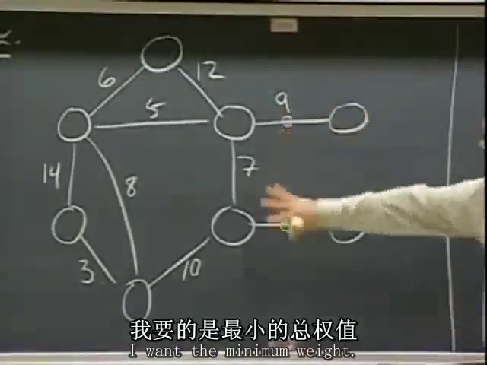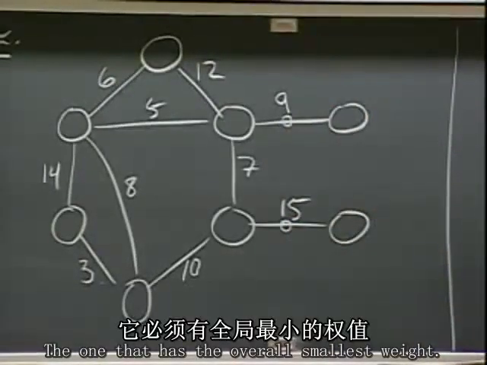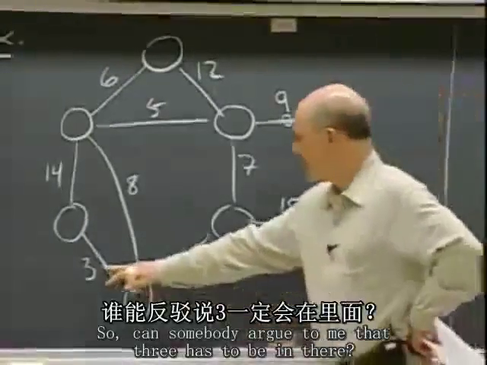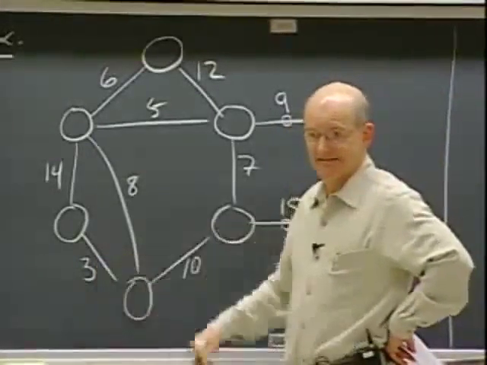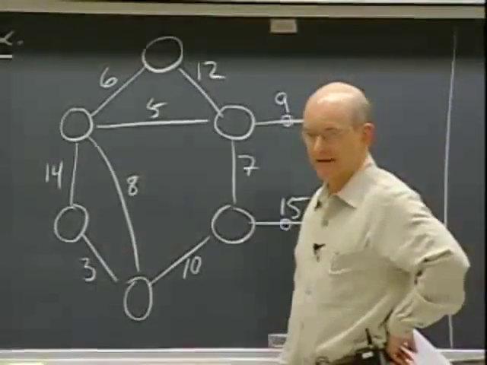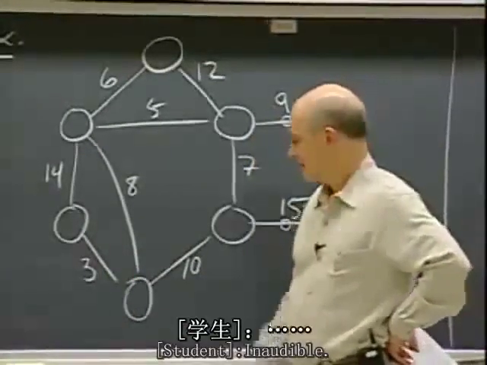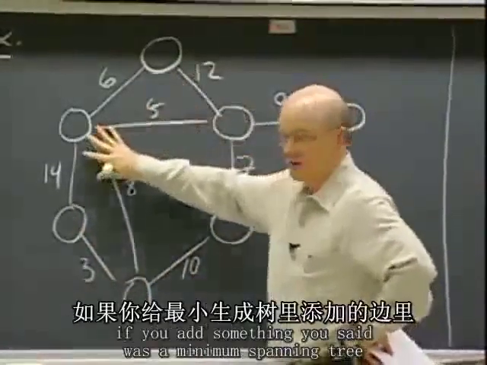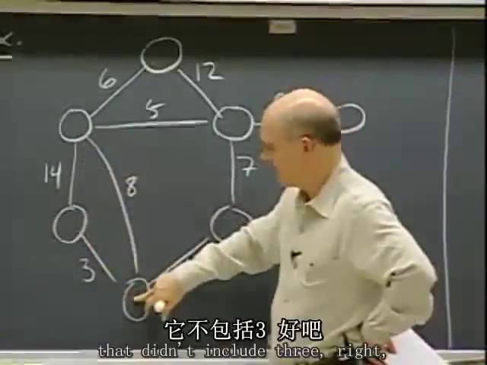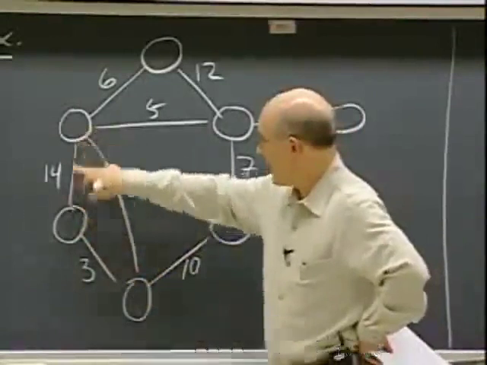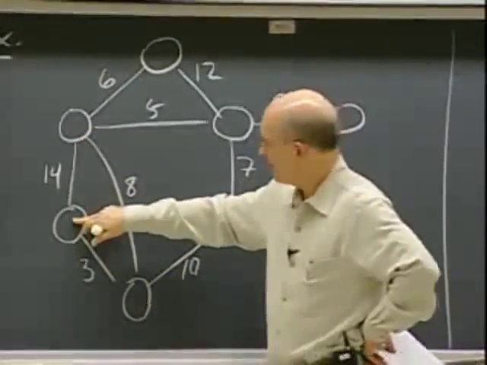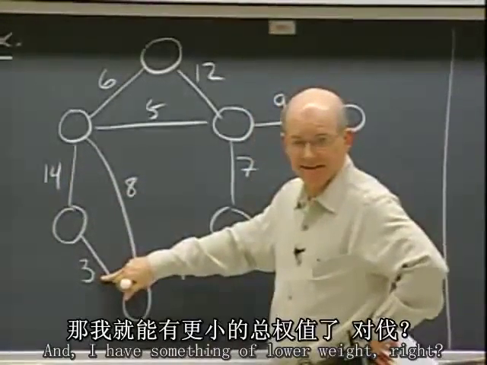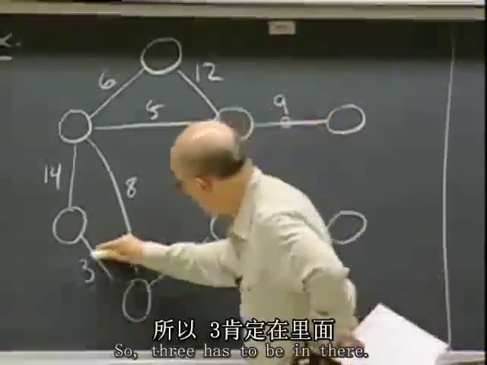We want the minimum weight, the one that has the overall smallest weight. So can somebody argue to me that 3 has to be in there? Yeah. The node's only reachable by 2 edges, and that's the minimum of the 2. If you had something you said was a minimum spanning tree that didn't include 3, and so therefore it had to include 14, then I could just delete this edge 14 and put in edge 3, and I have something of lower weight, right? So 3 has to be in there.